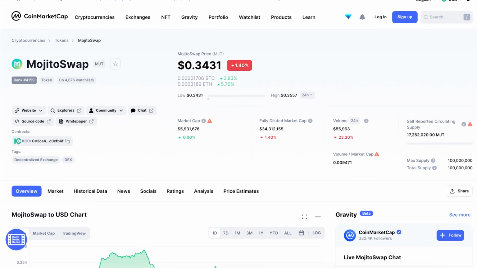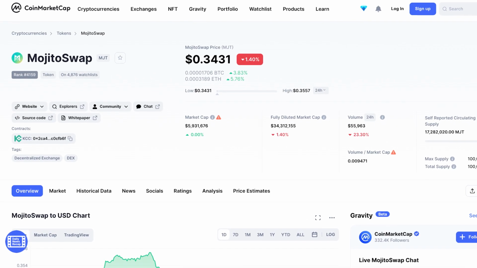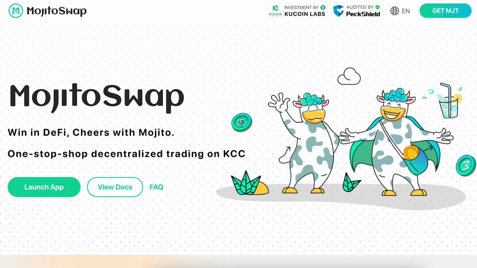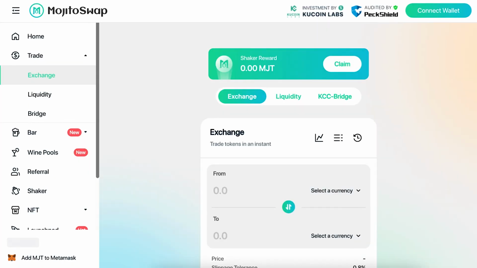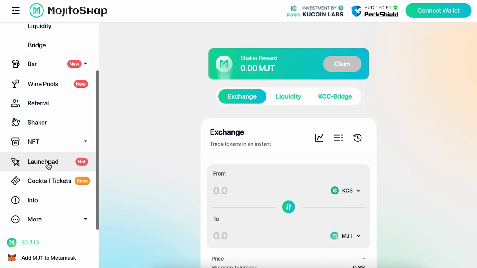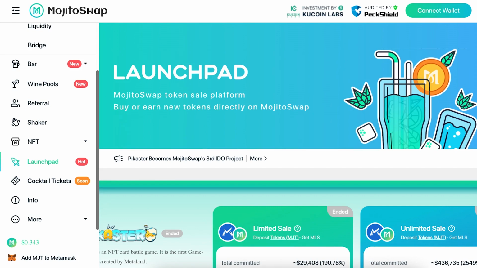The three most popular in terms of their total value locked, or TVL, are MojitoSwap, an automated market maker running exclusively on KCC. The platform allows users to trade digital assets and provide liquidity to earn yields in the form of trading fees. Like many AMMs, it also features a variety of yield farms in which users can stake their MojitoSwap LP tokens to earn additional rewards.